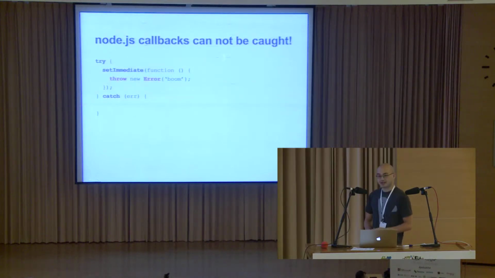Another problem with callbacks is you can't use try-catch. Here's an example where setImmediate is basically a callback, and you're throwing an error within the callback. But if you try to use try-catch, it's not going to work. What's going to happen is your whole process, your whole app, is going to die. When you're actually deploying a site, you do not want this to happen.